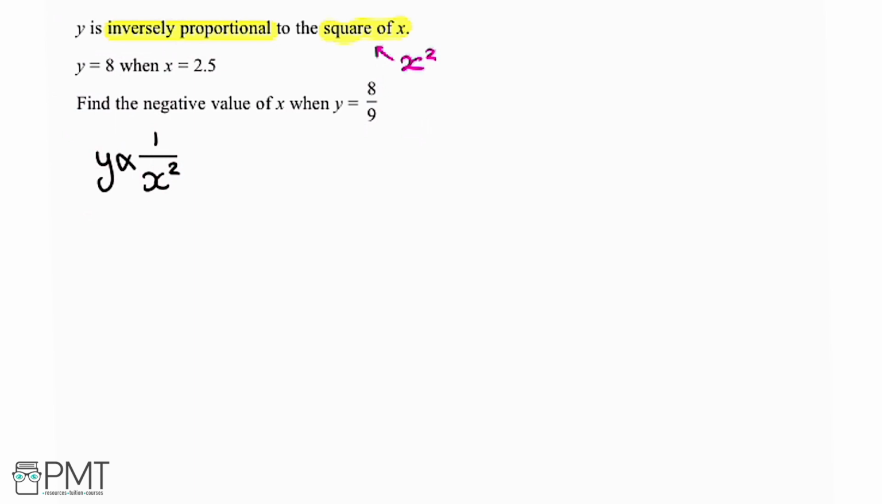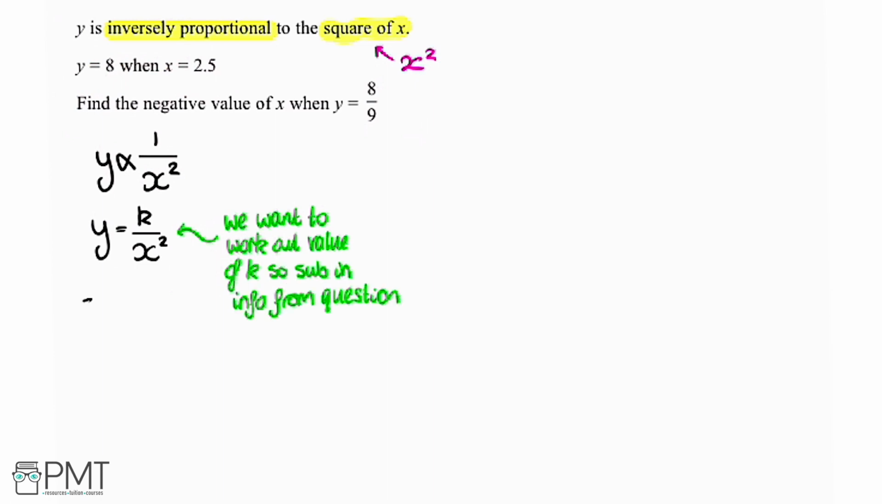Now from this, we can rewrite it as y equals k, which is some constant, over x squared. Now at this point, we want to work out the value of k. And we've been given some information so we can do that. We're told that when y equals 8, x is 2.5. So let's sub in our information, giving us 8 is k divided by 2.5 squared.